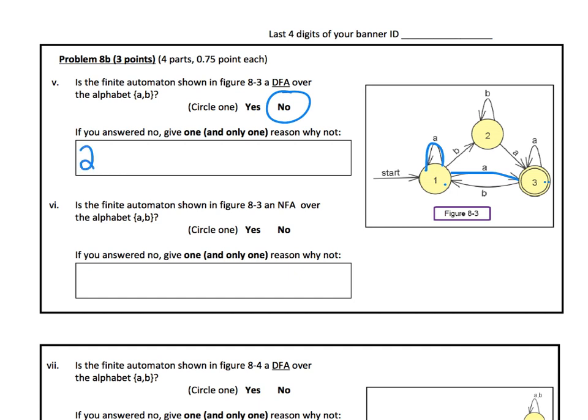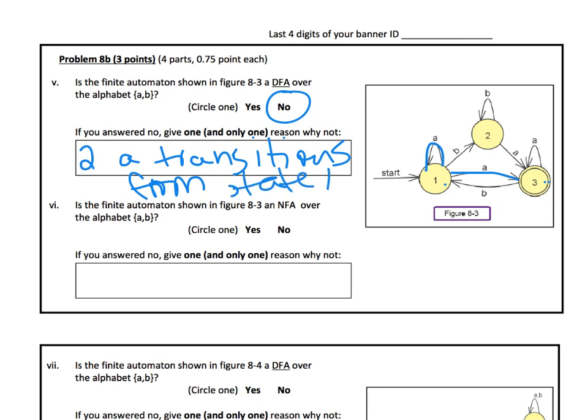And I can say two A transitions from state 1, right? And now you can see what I have to deal with when I'm grading. Now it says give one and only one reason, so please, folks, I hope you gave one reason. I'm trying to see if there's any other reason. There's an A and a B, there's a B from everybody, so that might be the only reason. But is it an NFA? You bet, right? Who cares if there's more than one transition from a given state?